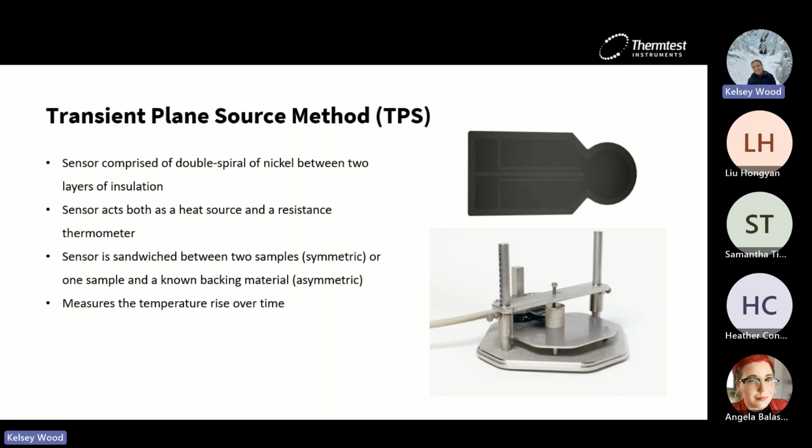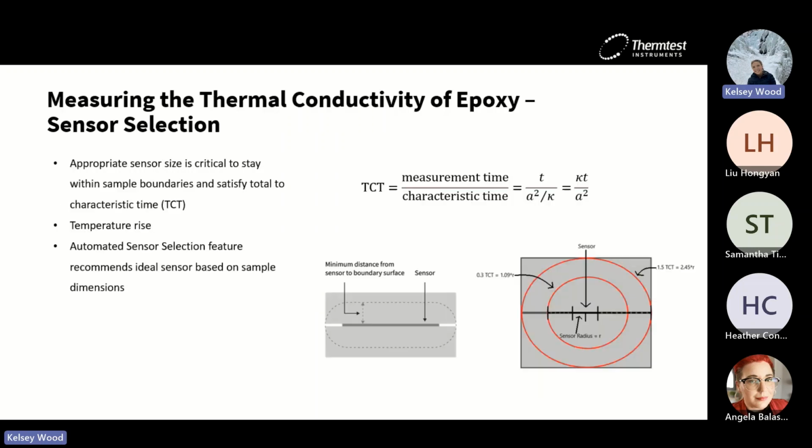When running a transient plane source experiment, there are some important guidelines to keep in mind. So the first one is that the probing depth should be less than the nearest distance between the sensor edge and the sample boundaries, as this minimizes boundary effects. So this is where it's important to select the appropriate size sensor for your specific sample size.